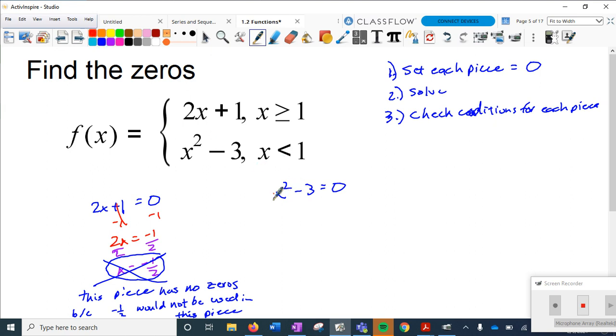Okay, let's talk about it. It's got a square in it. Well, first thing, as always, we're going to add 3. We're going to try to get x by itself. Okay, how do I get rid of a square? I want x by itself. I don't want x squared. I want just x.